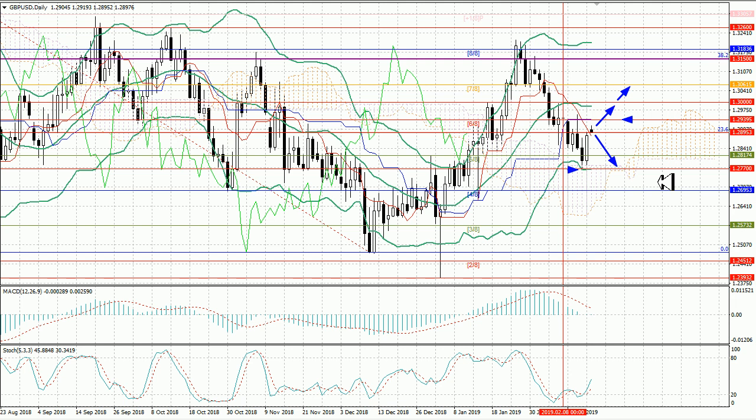A MACD histogram is preparing to move to the negative zone and form a sell signal, and Stochastic has left the oversold zone and formed a buy signal. Fundamental events of the week include data on the British labour market. One should also follow Brexit. The growth is possible after breaking out the level of 1.2940, but one cannot exclude the resumption of a decline.